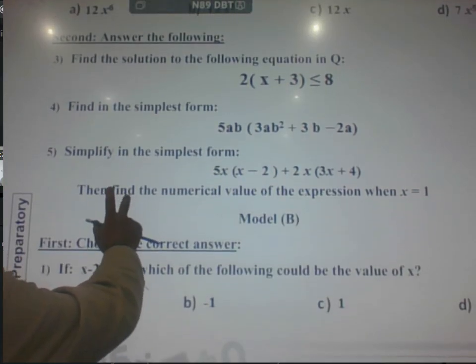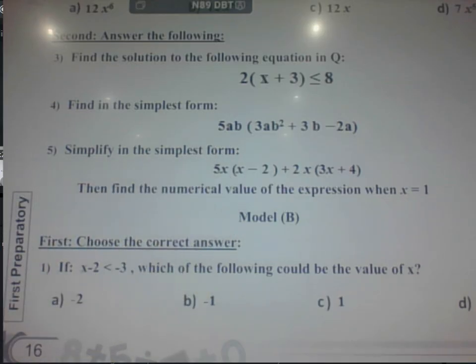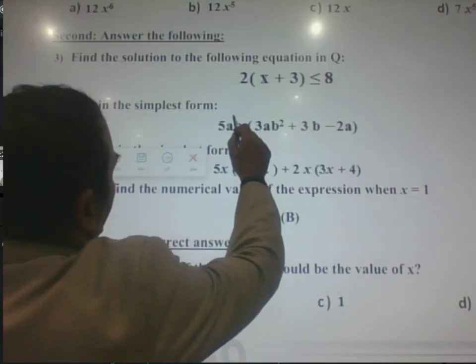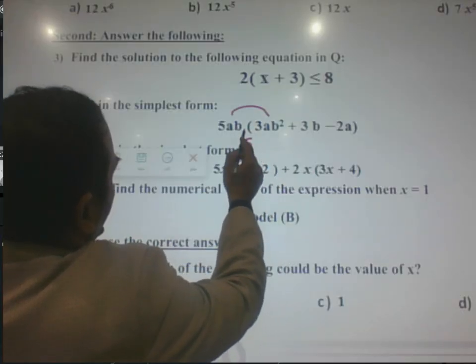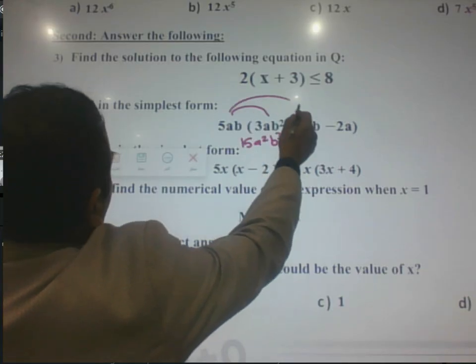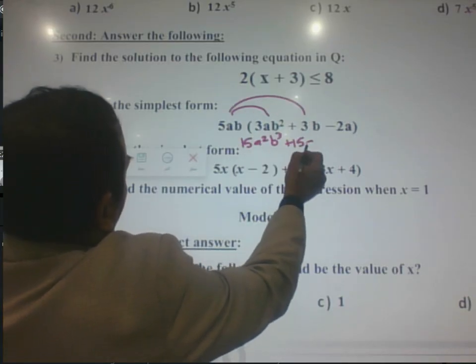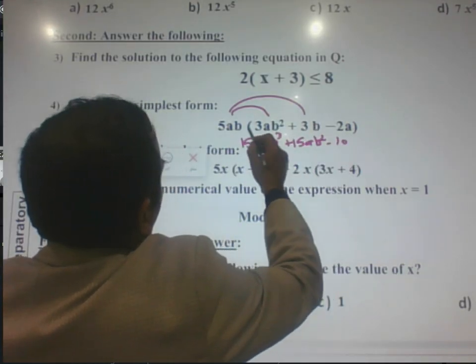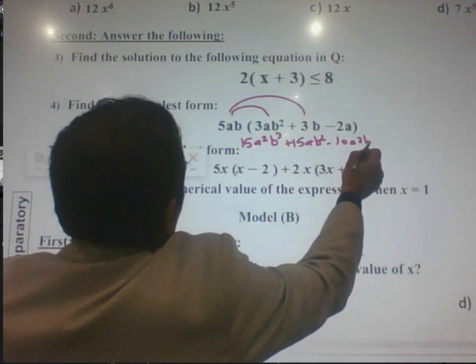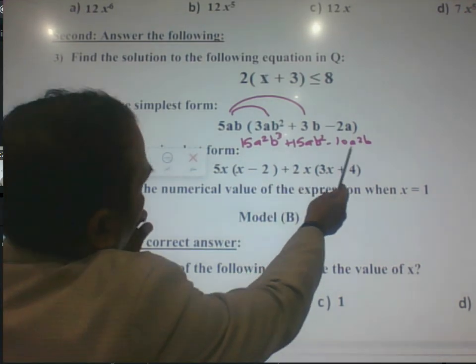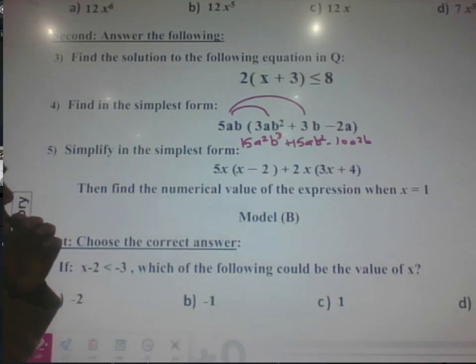Find the solution in the simplest form for number 4. Use the distributive property to find the answer. 5ab times 3: 3 times 5 is 15, a times a^2, b times b^2 equals b^3, so 15a^2b^3. And then negative 2 times 5 equals 10, a times a^2, and b, so negative 10a^2b. This is the simplest because we have a difference, so this is the simplest answer.